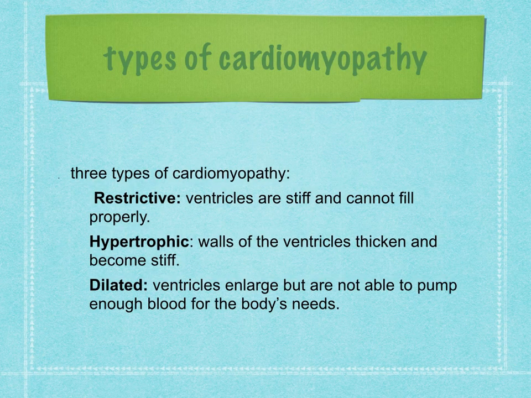Types of cardiomyopathy. There are three types of cardiomyopathy. Restrictive, which is where the ventricles are stiff and they cannot fill properly. Then hypertrophic, where walls of the ventricles thicken and become stiff. And in dilated cardiomyopathy, ventricles enlarge and are not able to pump enough blood for the body's needs.